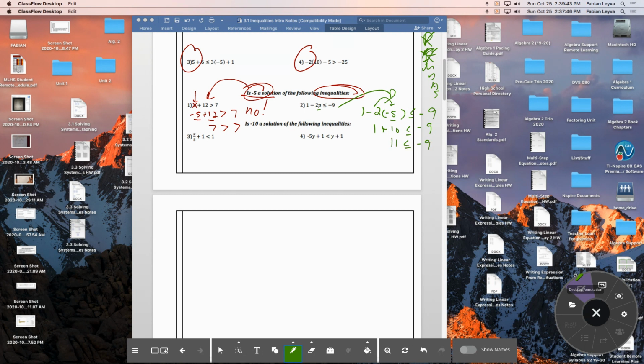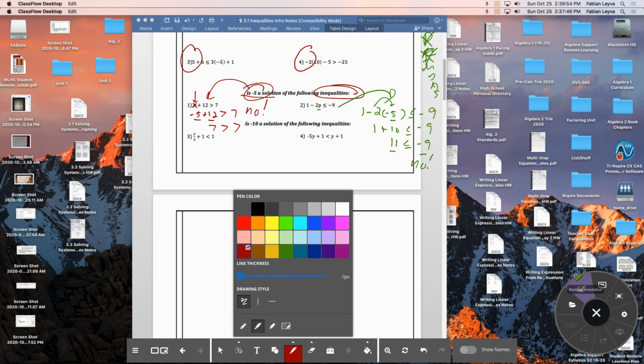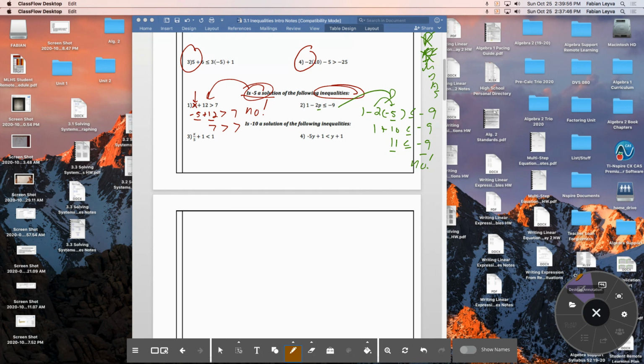Now, once you get to this point, you have to analyze it. Is 11 less than or equal to negative 9? And the answer is no. So that means that negative 5 is also not a solution to that inequality as well. All right, so just to change it up, because I want you guys to notice that they might ask you different things for different equations.